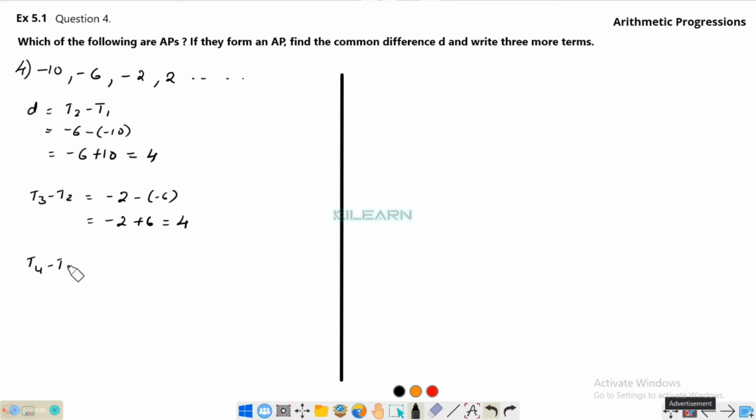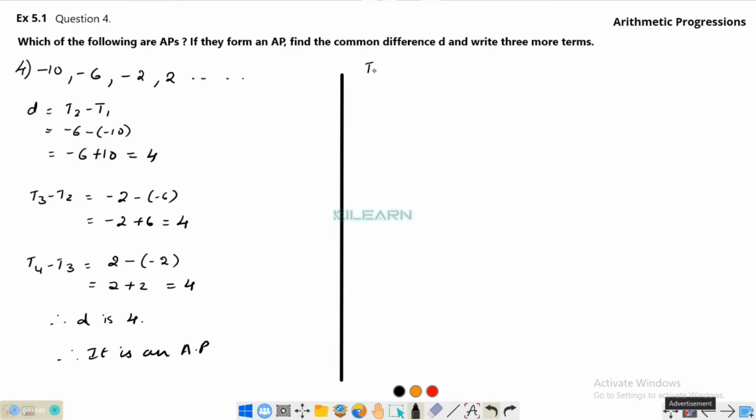T4 minus T3, we get 2 minus of minus 2, which gives us 2 plus 2, that is also 4. Now if you see, the difference is 4, therefore it is an AP. If it's an AP, we need to find the next 3 terms.